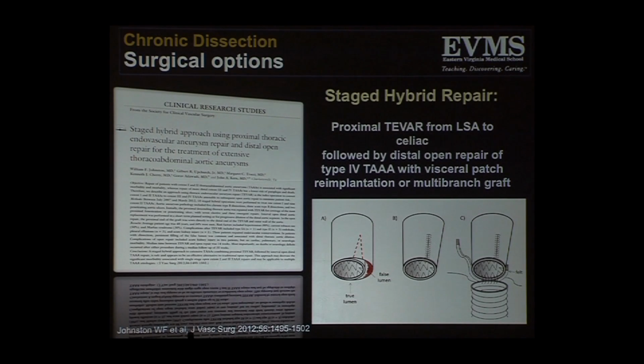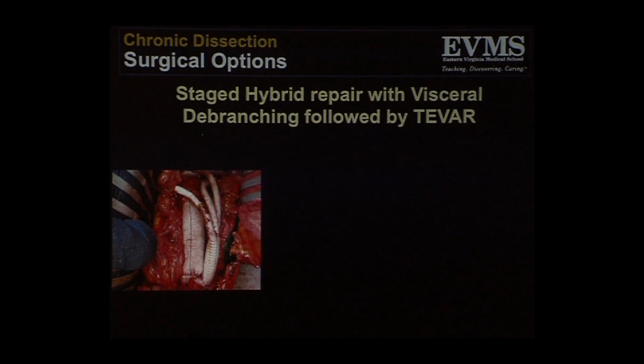Now, staged hybrid repair, this is something we often do also in some patients. If you do a proximal TEVAR from the subclavian to the celiac artery, then you can follow it, and instead of dealing with a type 2 thoracoabdominal aneurysm, you're dealing with a type 4 thoracoabdominal aneurysm, and you can then do a standard thoracoabdominal repair.